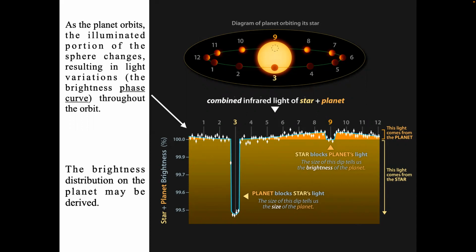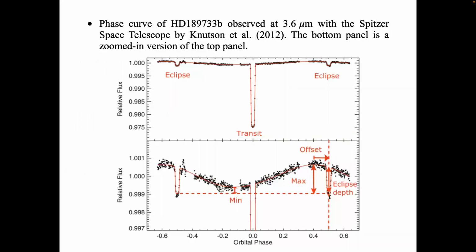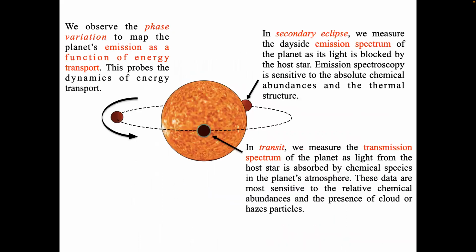So you can measure a phase curve like this one. This was observed with the Space Telescope. This planet is HD 189733b. So you can observe the transit, the rotation, the phase curve, how the brightness of the planet changes, and you can also measure what we call the emission spectrum of the planet.